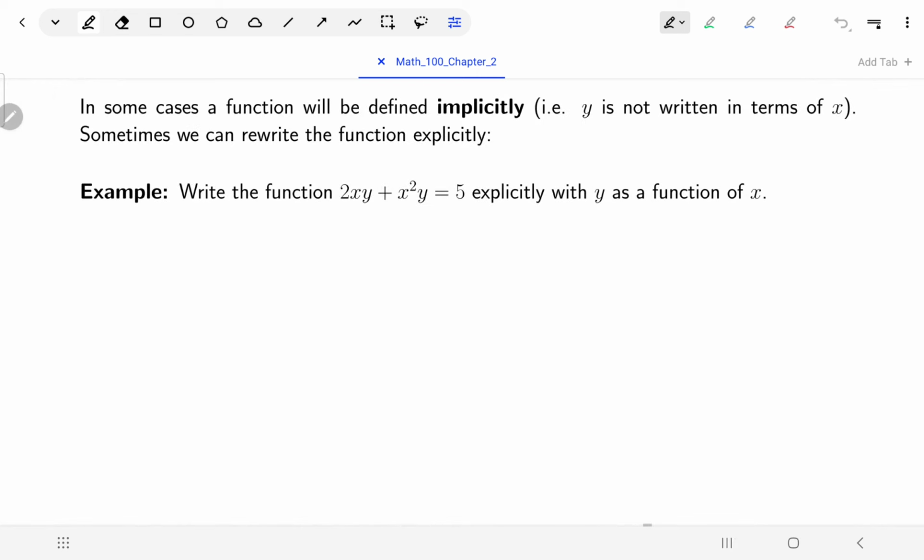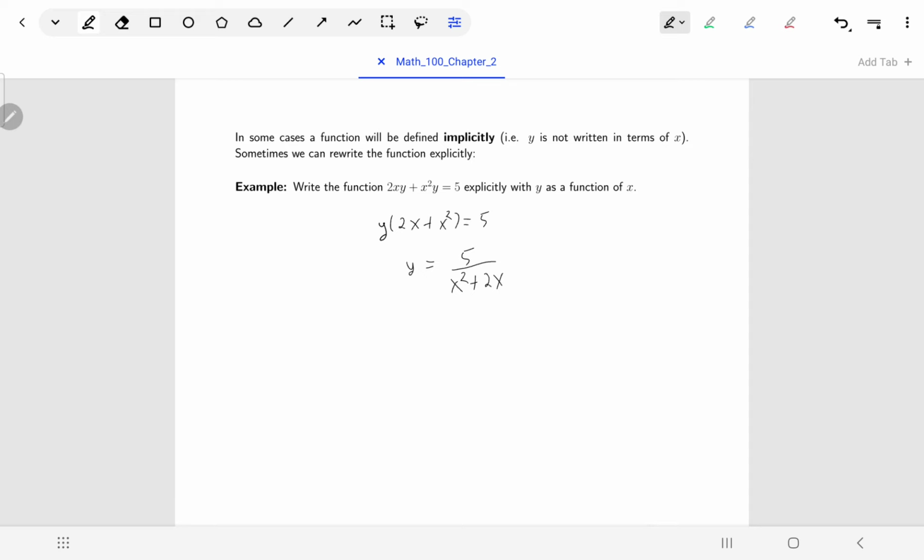For this one, if I'm looking at the function that I have here, I can see that y could be factored out of all of the terms on the left. So that once I've done that, I could rewrite this really as just 5 over x squared plus 2x is my function. And so now I would have it explicitly written as a function of x. y is now written as y equals. So if I wanted to find the derivative, it wouldn't be too hard for me to do. I could just use the rules that we've learned up till now.